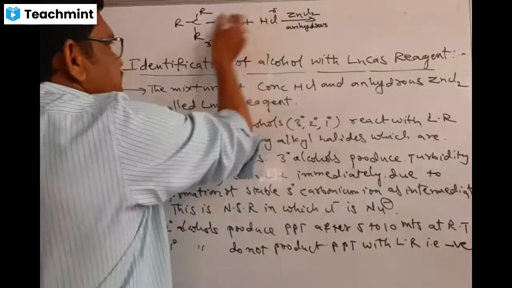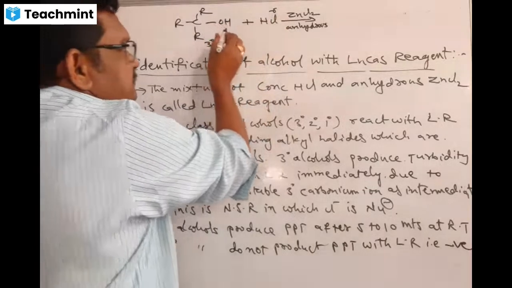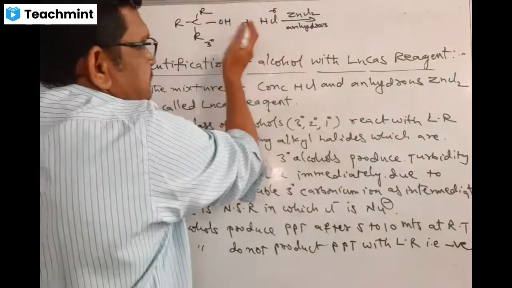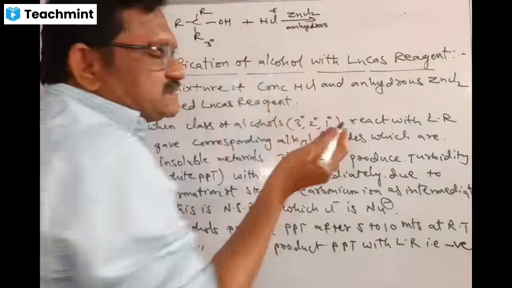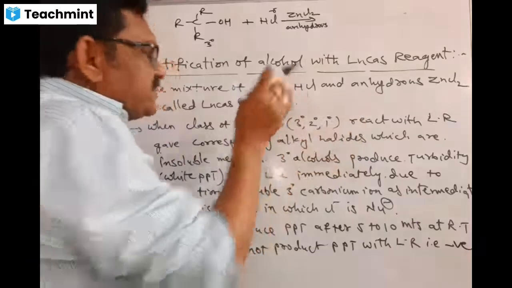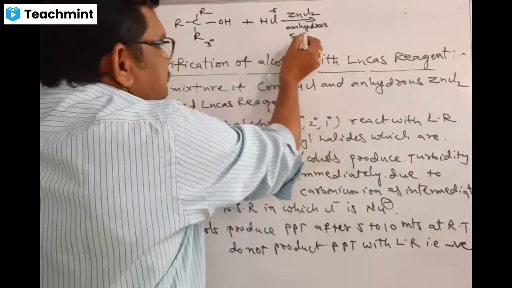Cl minus is substituted in place of OH minus. There is ionization of OH minus. Which reaction is this? This is a nucleophilic substitution reaction, particularly the SN1 mechanism.